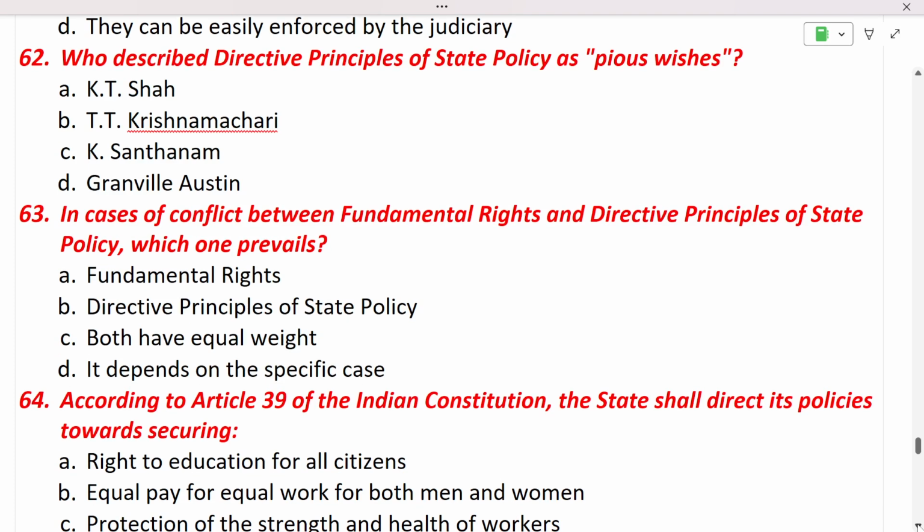Question number 62. Who described DPSP as pious wishes? Option A, K.T. Shah. Option B, T.T. Krishnamachari. Option C, K. Santhanam. Option D, Granville Austin. So the answer is B.